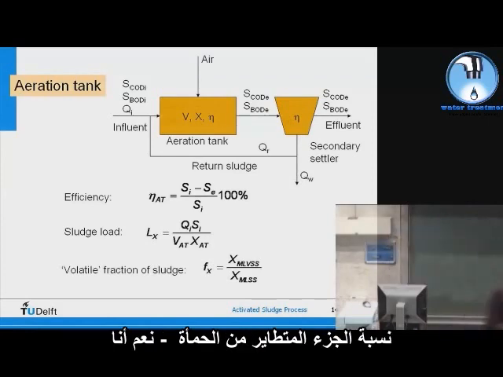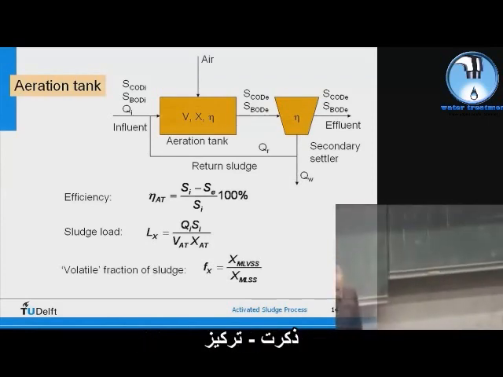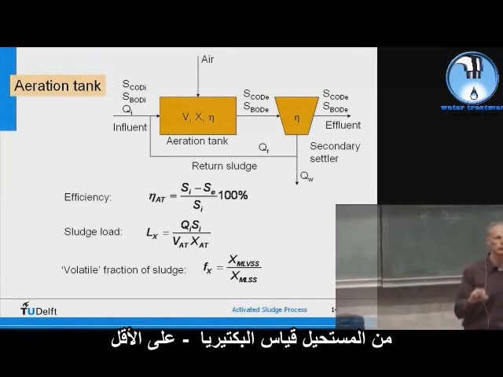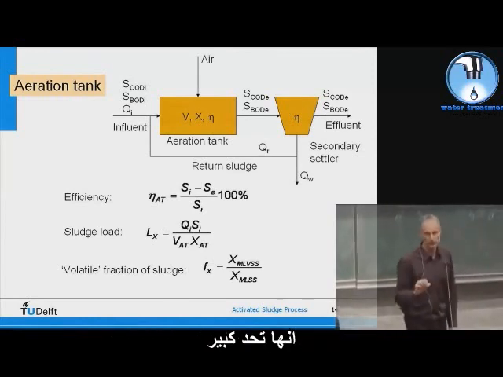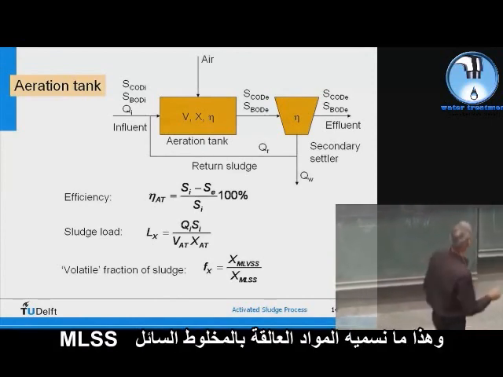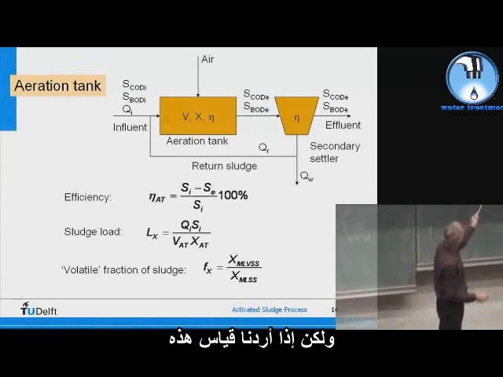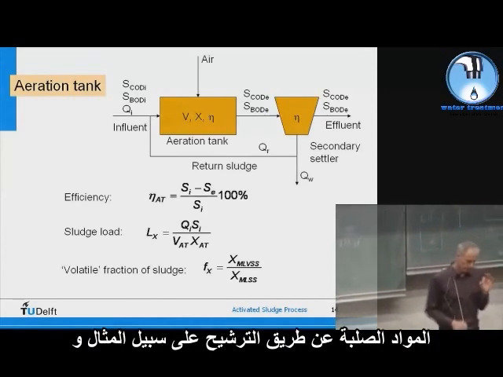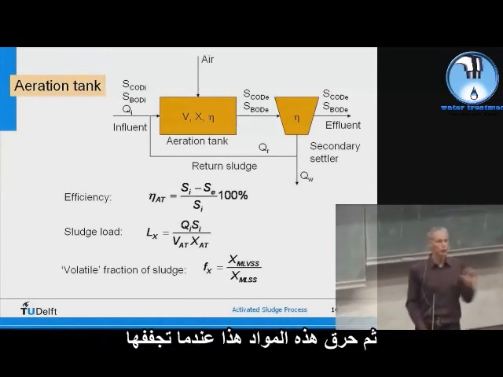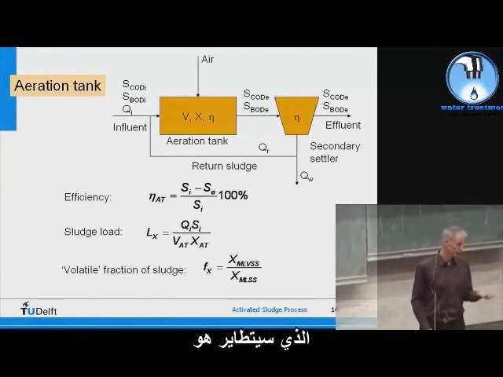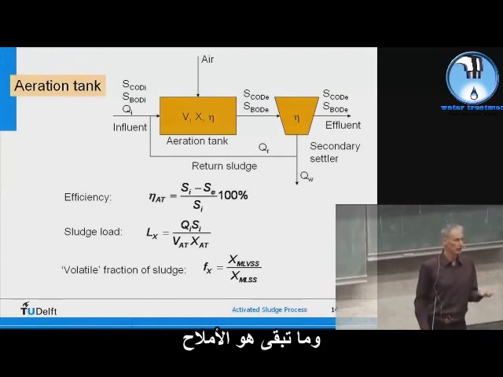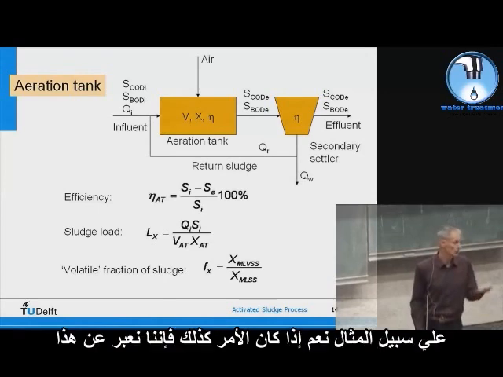This is the volatile fraction of the sludge. I mentioned the concentration of sludge, the concentration of bacteria. It's impossible to measure bacteria, at least it's a big challenge. So we express the concentration of bacteria in terms of suspended solids. And that's what we call mixed liquor suspended solids. But if we measure these solids, by filtration, for example, and then dry it and burn it, then what will be volatile is in most cases the organic material. And what remains are salts, for example.